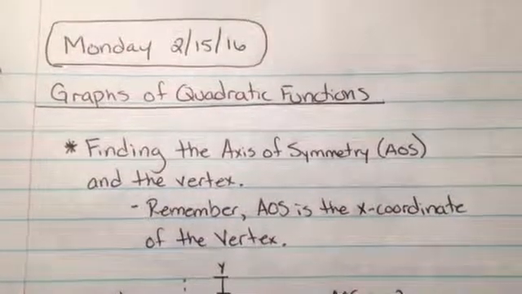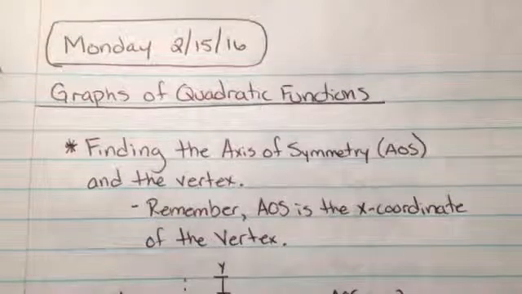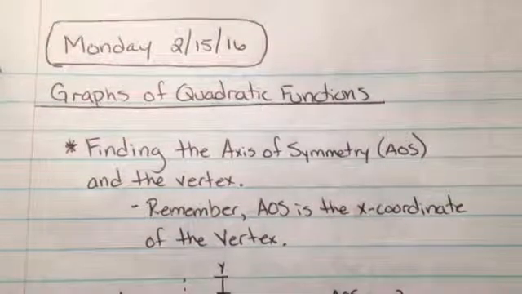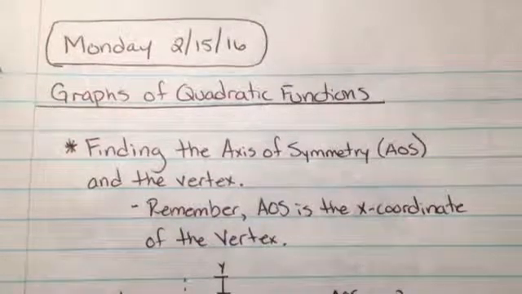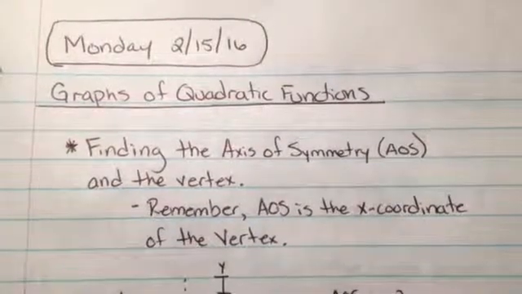All right, so we're going to do a few different things. First, we're going to find the axis of symmetry. Then we'll learn how to find the vertex. Then we'll learn how to find the zeros. And then we're going to learn how to graph a function.